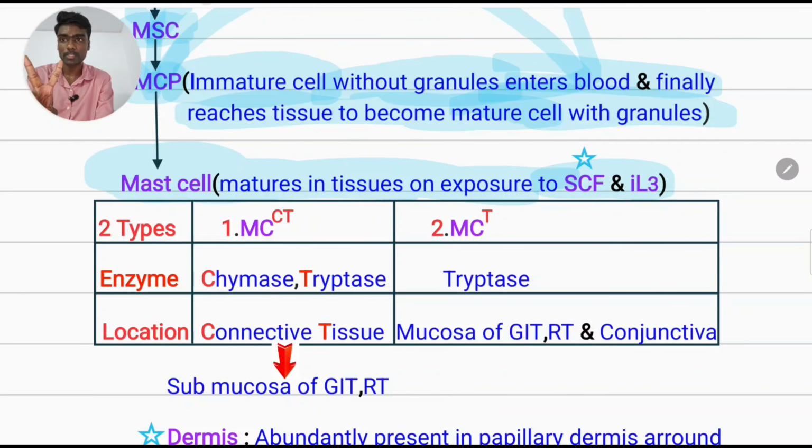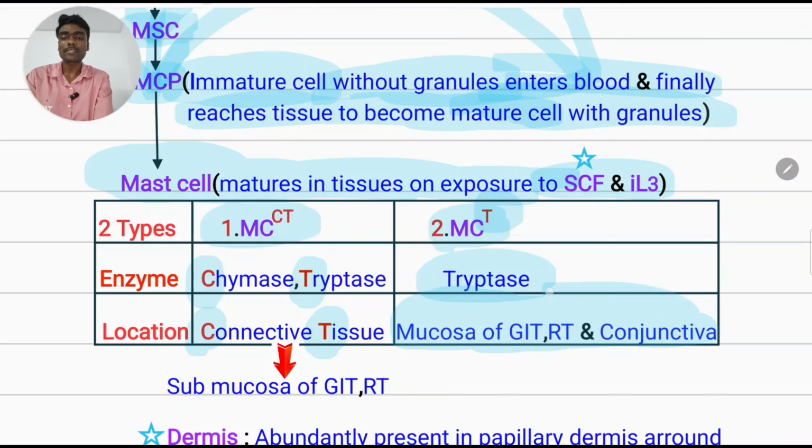into two types. One is type 1 mast cell. They are present in connective tissue, CT, where they secrete chymase and tryptase, both these enzymes. Another one is type 2 mast cells, T for tryptase. It will secrete only the enzyme tryptase, located in the mucosa of GI tract, respiratory tract and conjunctiva.